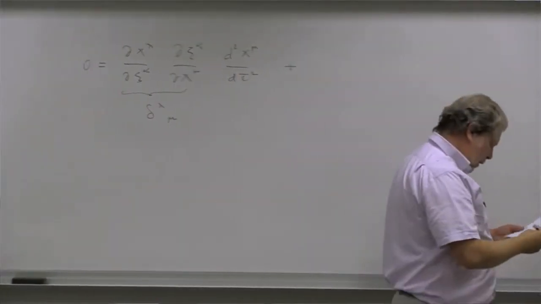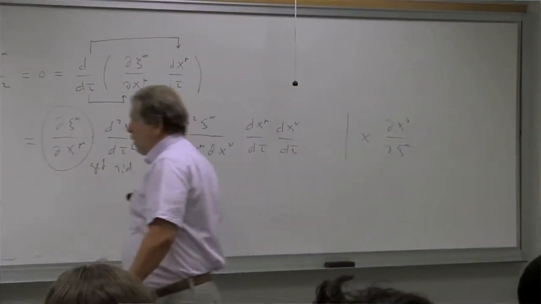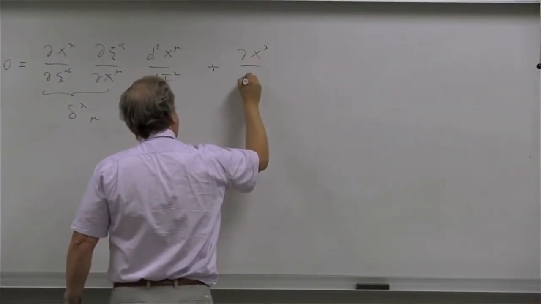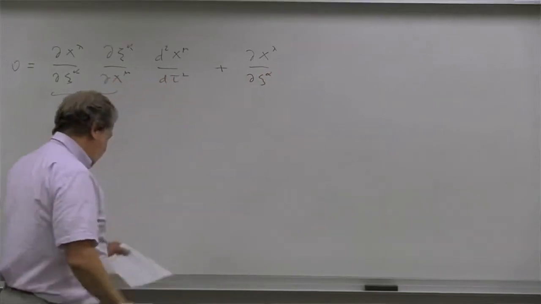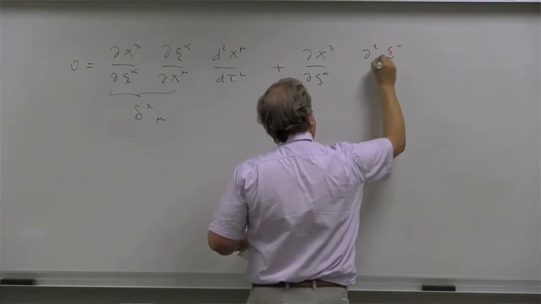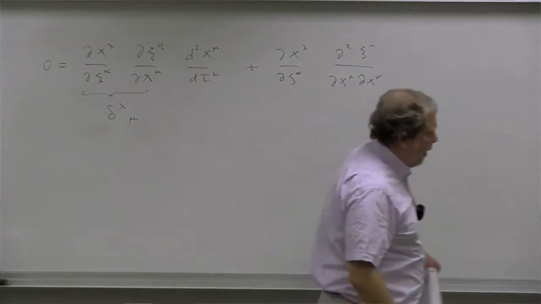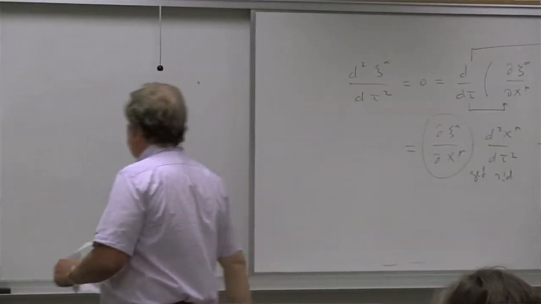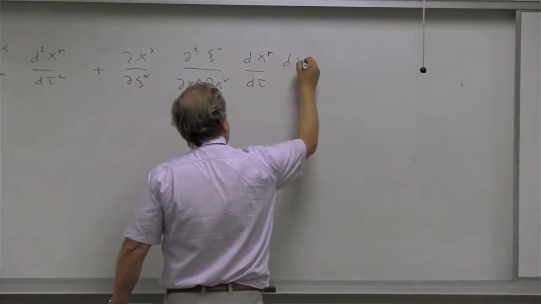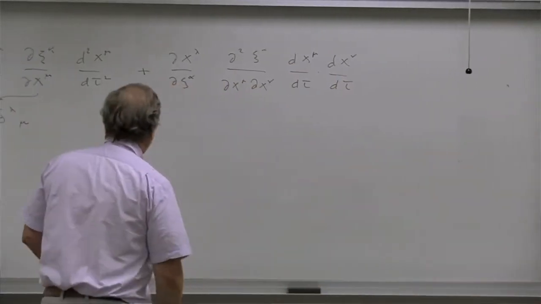And then we have the rest. The rest is again this factor of dx lambda by dx alpha times this piece here. So again, dx lambda by d psi alpha times the second derivative of psi alpha with respect to x mu and x nu, because I think that's what I had out there, and then times the derivative of x mu with respect to tau and dx nu with respect to tau. And this is equal to 0.